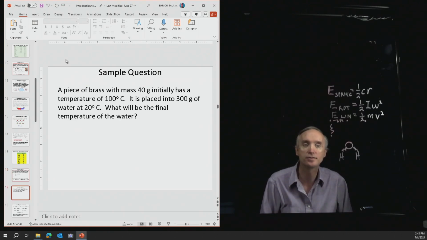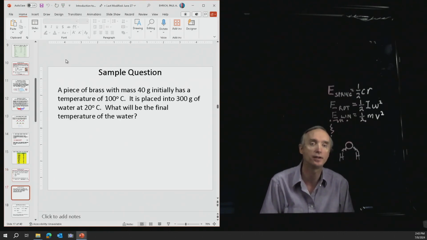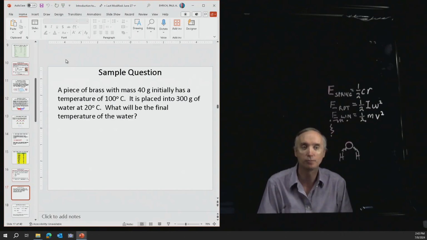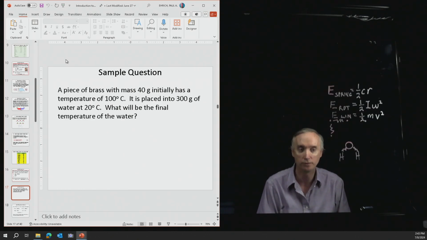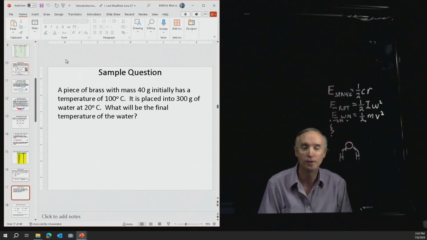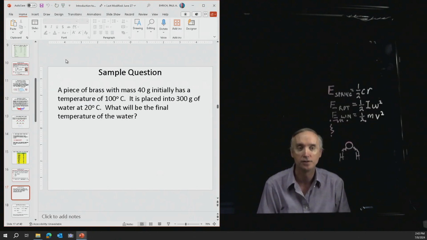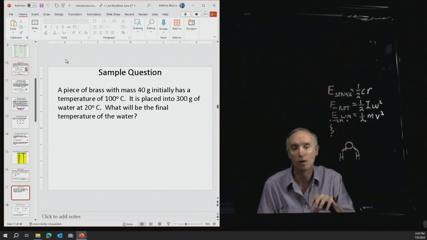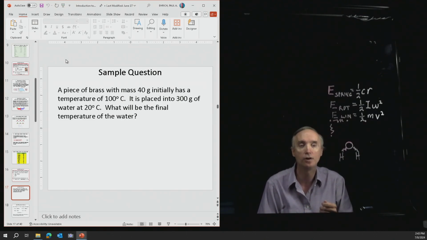Okay, and then here is another one that is done quite often in chemistry. So you have a piece of brass that has a mass of 40 grams, and it has an initial temperature of 100 degrees Celsius. You're going to put it into 300 grams of water, which has an initial temperature of 20 degrees Celsius. What will be the final temperature of the water? So you can imagine that the brass is going to cool off, the water is going to heat up.